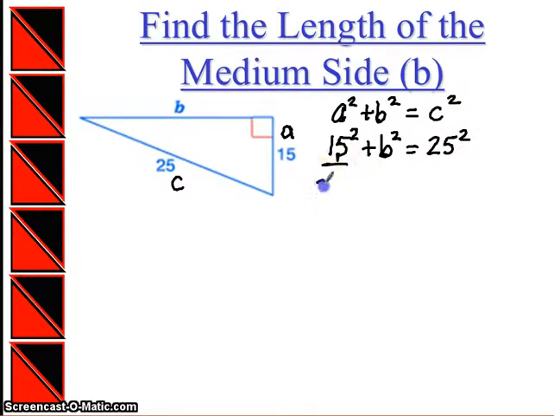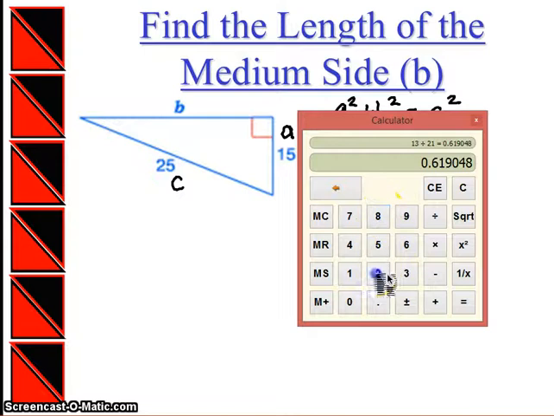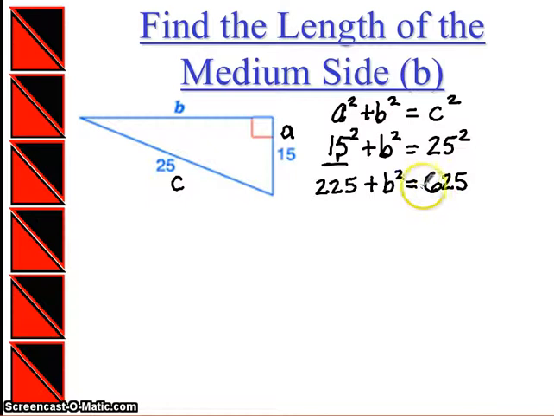15 squared is equal to 225. So we have 225 plus b squared equals, and 25 squared is 625. Let me just double check that. I'm pretty sure. Yep. 25 times 25 is 625.